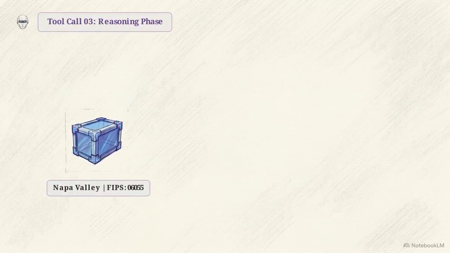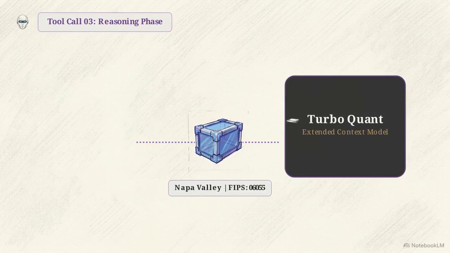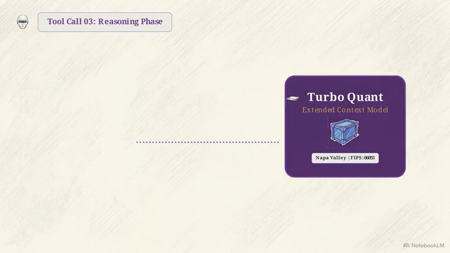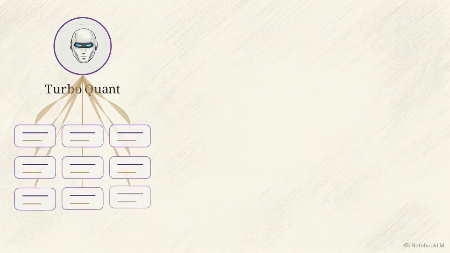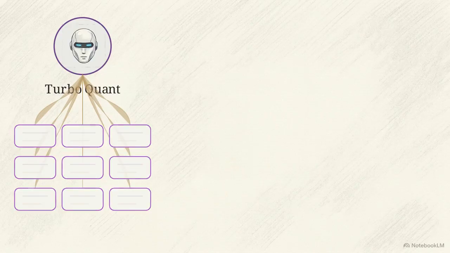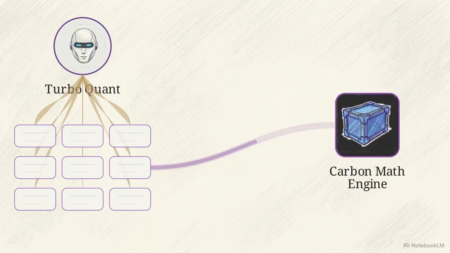The agent begins tool call 3, feeding the compiled soil data into TurboQuant. Using extended context, the model applies reasoning to jump from raw data to a practical strategy. The node graph expands as the TurboQuant node outputs a complex array, providing AI crop recommendations tailored to the specific soil profile. The graph links the agricultural output directly to a final node, the carbon math engine.